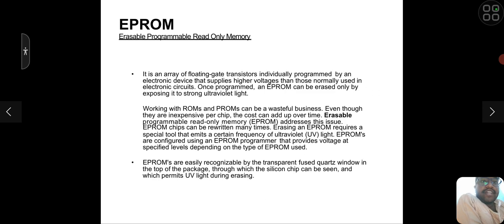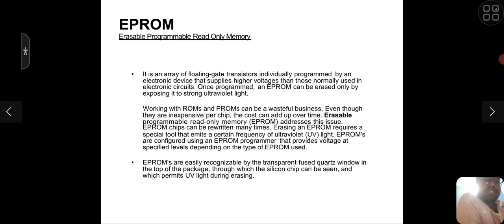EPROM means erasable programmable read-only memory. It's an array of floating gate transistors individually programmed by an electronic device that supplies higher voltage than those normally used in electronic circuits. Once programmed, EPROM can be erased only by exposing it to strong ultraviolet light. Working with ROM and PROM can be a wasteful business. Even though each chip is inexpensive, the cost can add up over time.